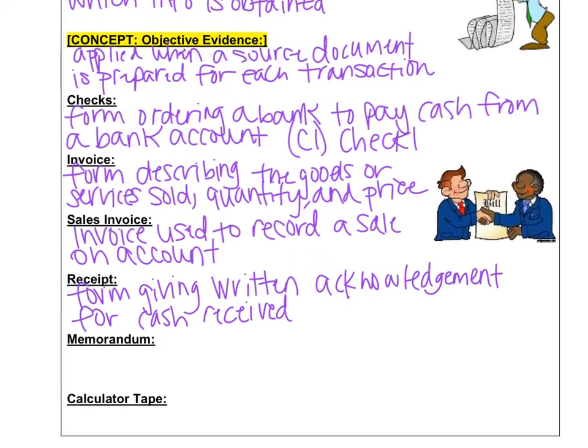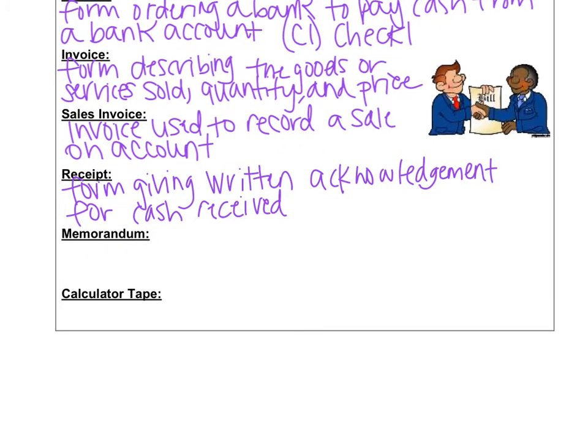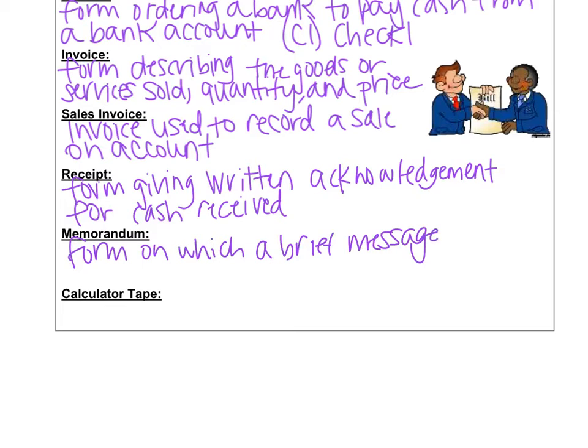Last two source documents are memorandum and calculator tape. A memorandum is short for memo. This is a form on which a brief message is written to describe a transaction.